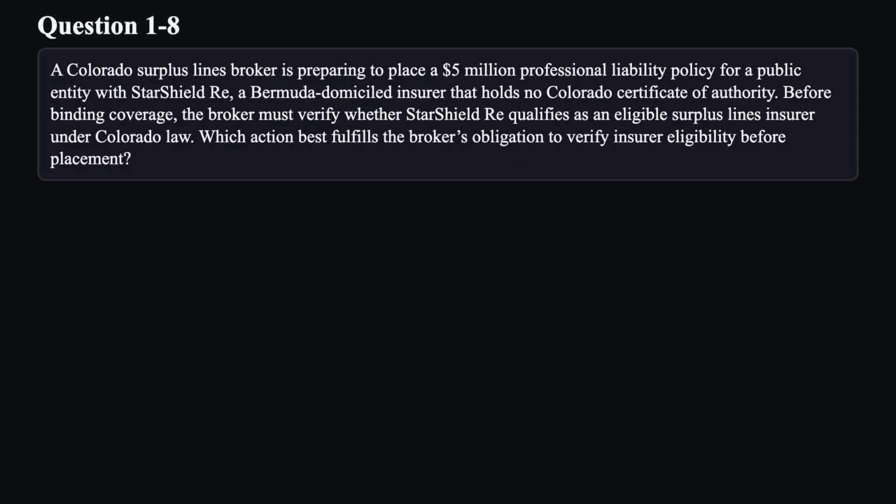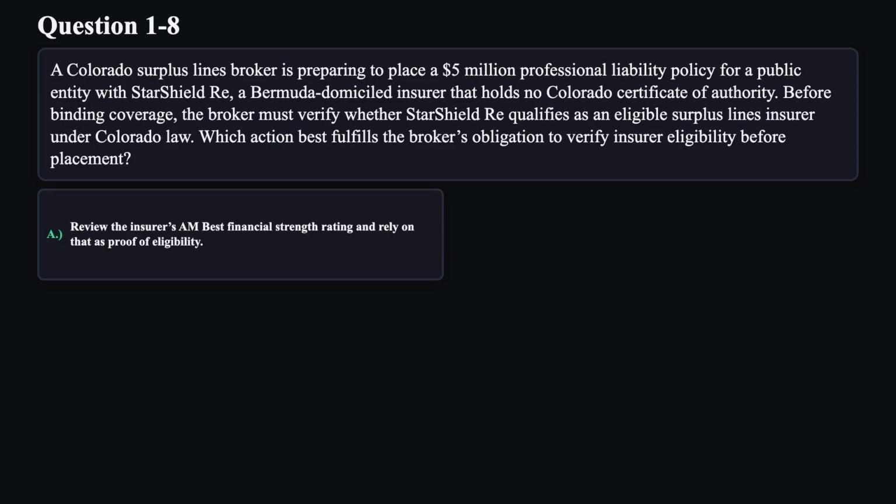Question 8. A Colorado surplus lines broker is preparing to place a $5 million professional liability policy for a public entity with Starshield Re, a Bermuda-domiciled insurer that holds no Colorado certificate of authority. Before binding coverage, the broker must verify whether Starshield Re qualifies as an eligible surplus lines insurer under Colorado law. Which action best fulfills the broker's obligation to verify insurer eligibility before placement?